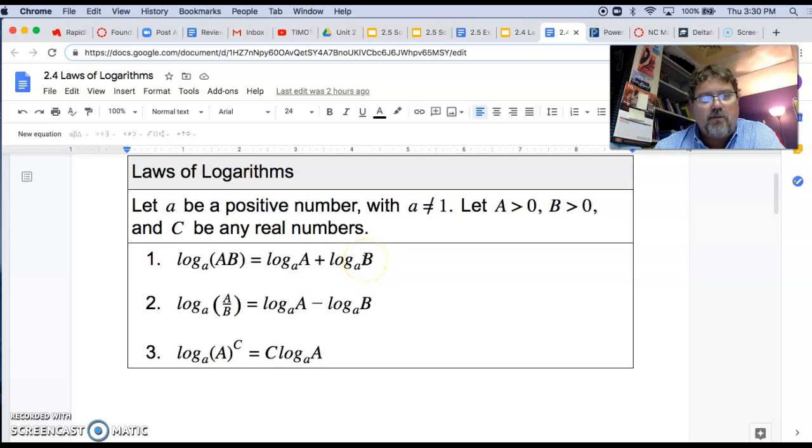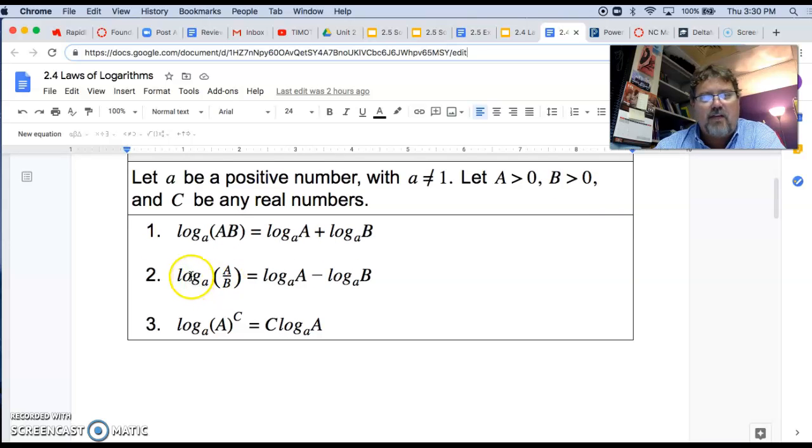Because remember, when you're multiplying exponents, you add your exponents. Because remember, logarithms represent exponents. That's what they are. So we have log base a of A divided by B, and we know when we divide, we subtract our exponents. So that's one way you can memorize this. So you'd have log base a of A minus log base a of B. And remember, they had the same base.